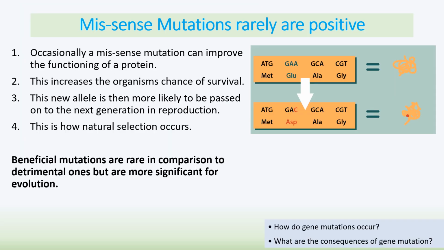Missense mutations are rarely positive. They can improve the function of a protein by swapping the amino acid and increase the organism's chance of survival. If this happens, this is a new allele that is likely to be passed on to the next generation, and it can cause natural selection. So this is how natural selection and evolution occurs through variation, and then the new allele is selected for. However, this is rare in comparison to detrimental examples. However, it is significant in evolution over time.